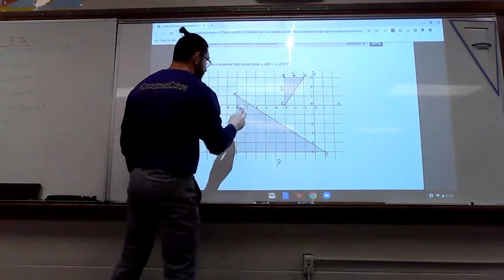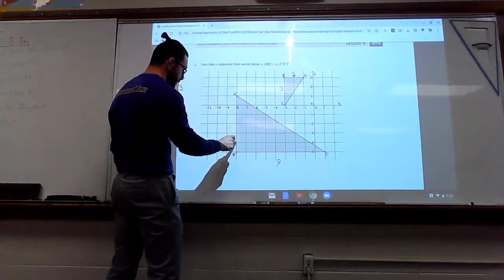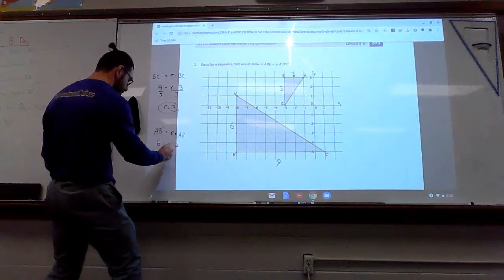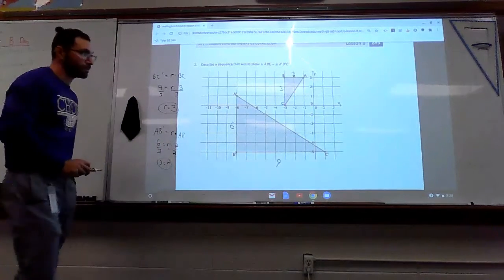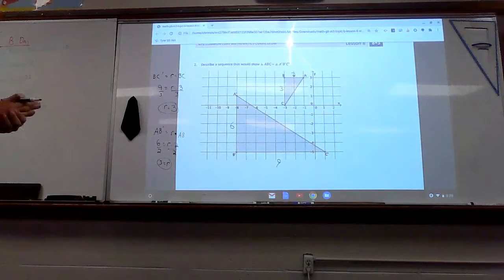So we already know AB is 2. Let's try AB down to A prime and B prime. 1, 2, 3, 4, 5, 6. So this is 6. So I've got 6 equals R times 2. I divide by 2. Holy moly, it gives me the same scale factor. So I know these are similar because they have the same scale factor. The scale factor has to stay constant.